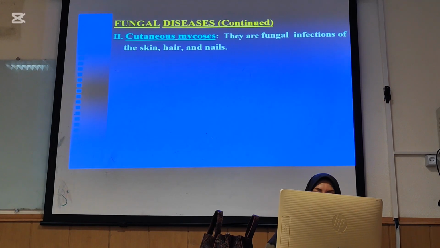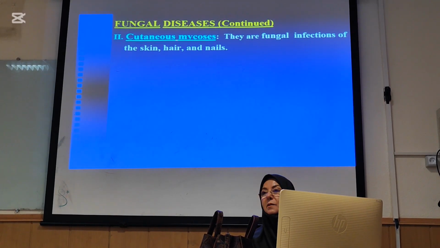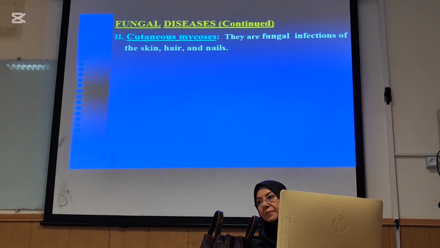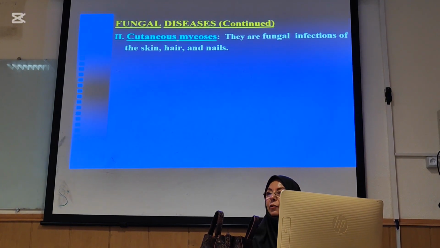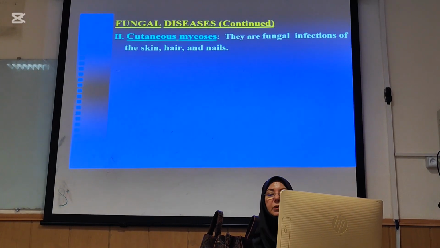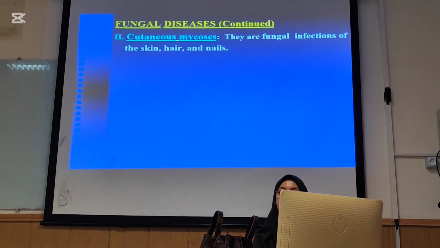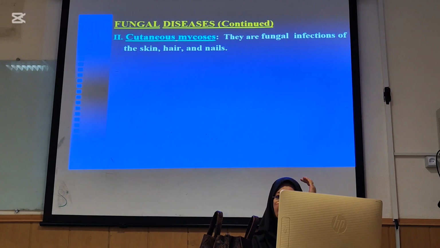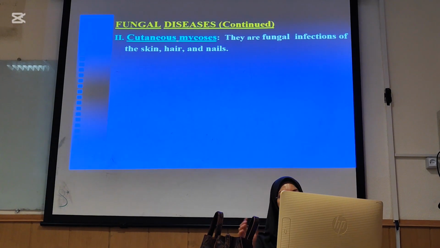The second group is named cutaneous mycosis. Cutaneous means skin. They are fungal infections of the skin, hair, and nails. This group of fungi is named dermatophytic agents, and they cause clinical presentations in hair, scales, and skin of the body, and in nails, toenails, and fingernails.